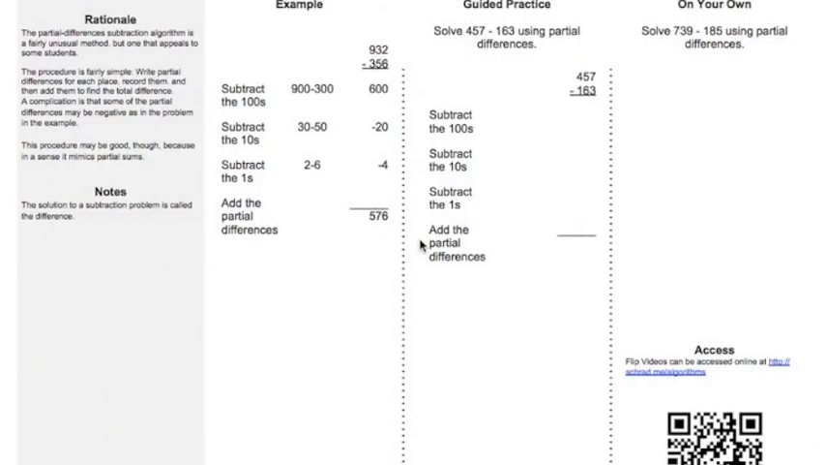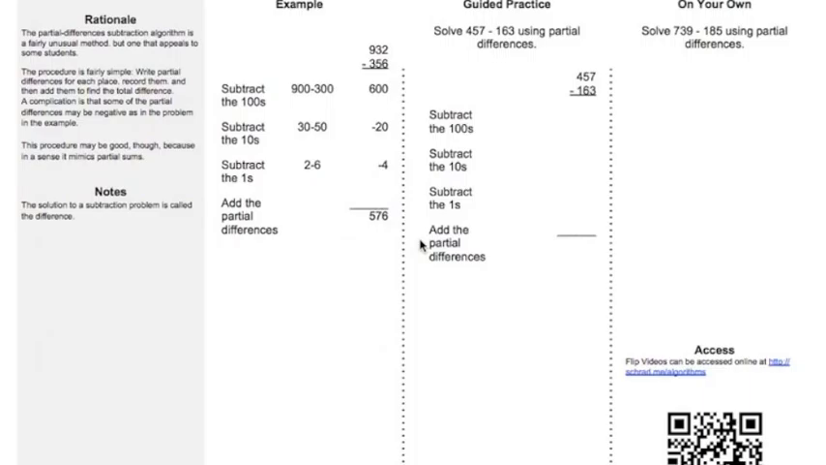The partial differences subtraction algorithm, differences is the solution to a subtraction problem, so we call this one partial differences, is kind of an unusual method, but sometimes students really dig it. So it's one that we teach. It's a fairly simple procedure. It follows along the same kind of idea as partial sums. You find the partial differences, and then you add up the partial differences.